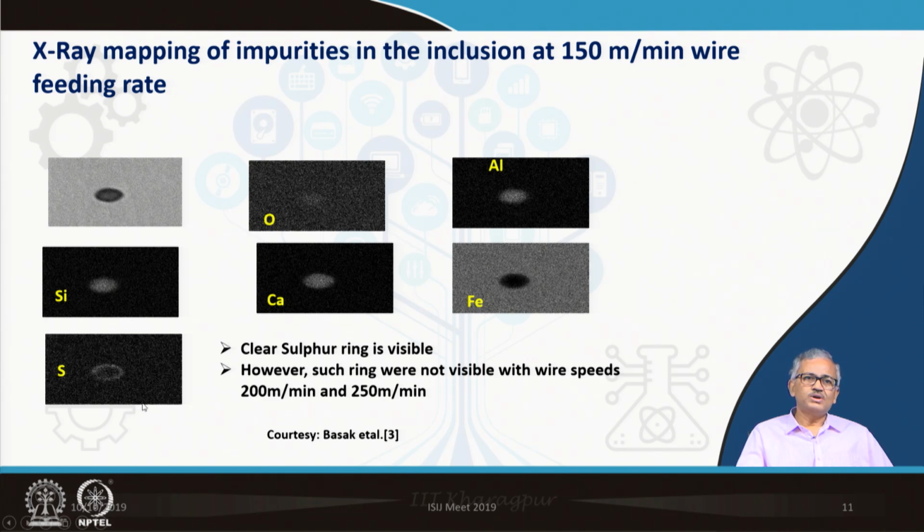And then you can find there is a nice sulfur ring. As I said before also, a good modified inclusion will have a sulfur ring, because all the stringers, calcium sulfide and manganese sulfide, will accumulate on the spherical calcium aluminate, and they will finally form a very soft, deformable calcium oxysulfide, where the sulfur will be at the ring. So we can find that at 150 meters per minute we can produce the best inclusion.